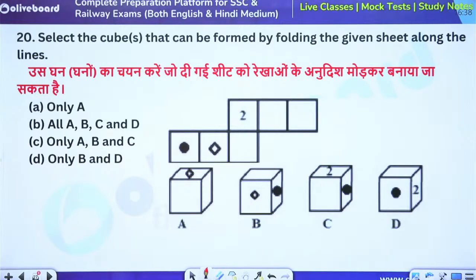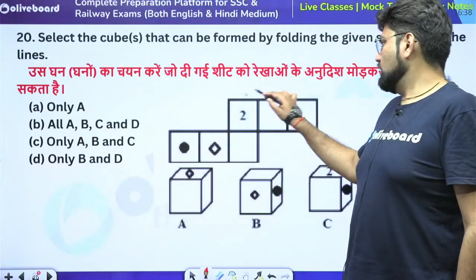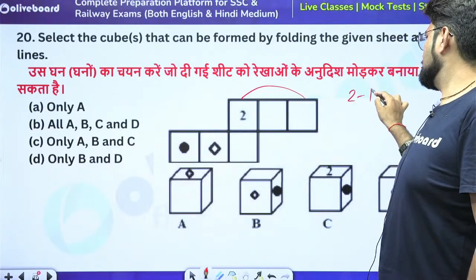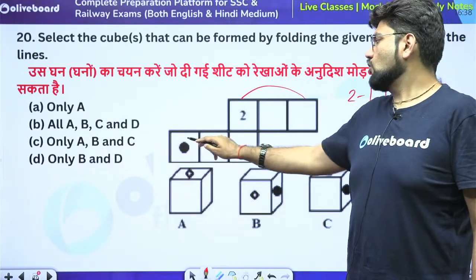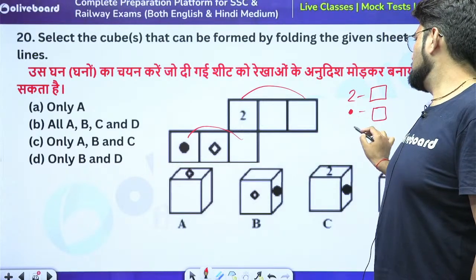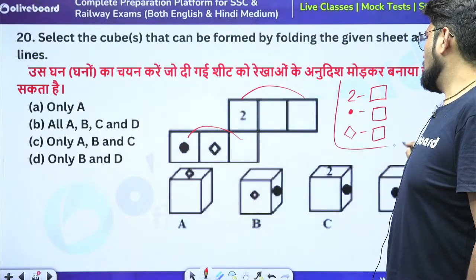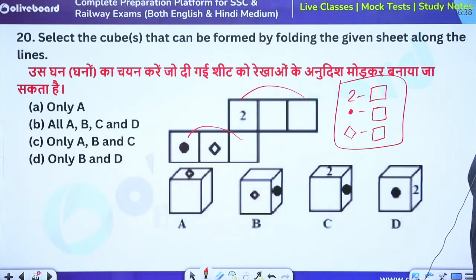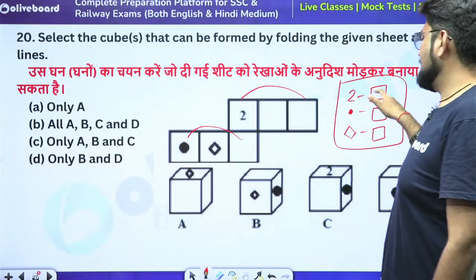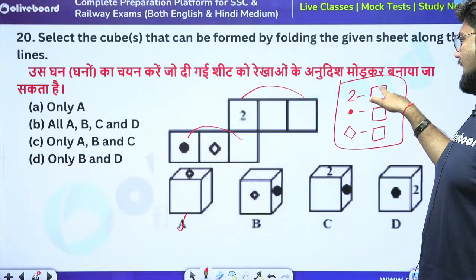Only A? No. See. Try this one now. So 2 will be opposite a blank. This dot will be opposite a blank. And this rhombus will also be opposite a blank. Now your priority, as I told you, has to be to form the cube. Okay. So rhombus blank blank. Rhombus blank blank can be formed. Rhombus dot blank still can be formed.